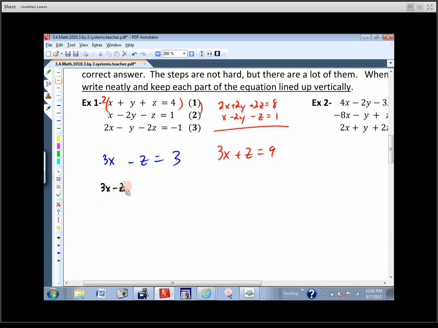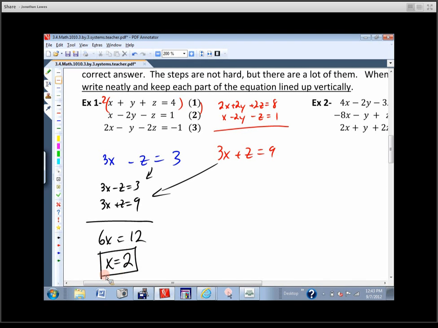Because take a look at what I've got here. I have an equation 3x minus z equals 3. And I have an equation 3x plus z equals 9. So I wrote this one here, and I wrote that one there. Do you know how to do this? Isn't this from 3.2? I mean, at this point, if you can eliminate, eliminate. If you can substitute, substitute. But my gosh, what's this one set up for? Elimination. Look at this. I can just add these together. This is going to be 6x. This is going to be 12. So that means x equals 2. Okay? All right. Any questions there?